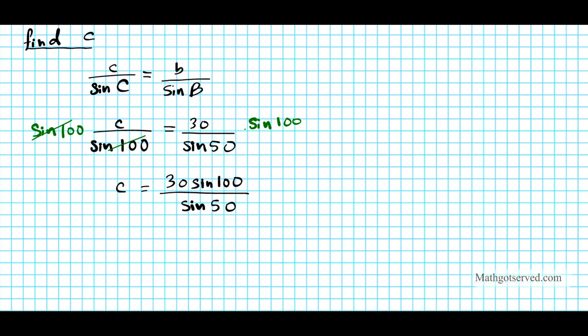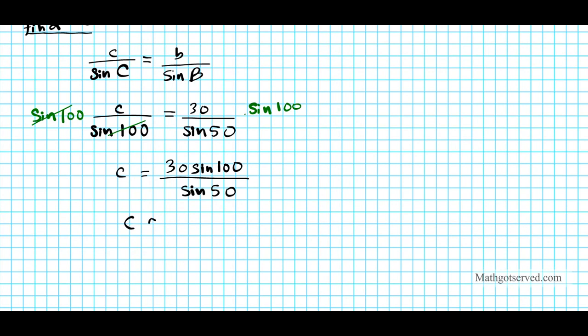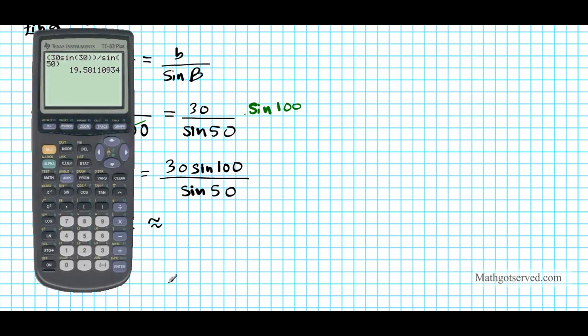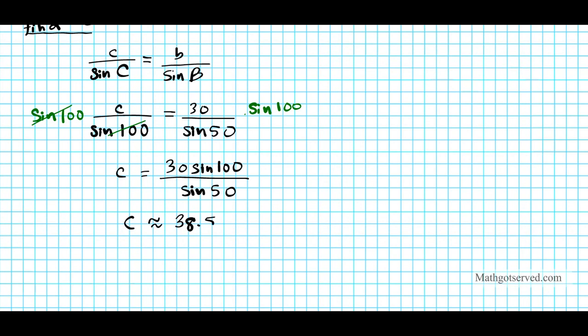Okay. All right. Now we're going to plug that into our calculators to generate our approximate value for side c. All right, so let's plug that in. Parentheses, 30, sine 100, close the sine argument, close the numerator, divided by sine 50. Okay, and then for your final answer, we're going to write 38.57 to two decimal places. So c is approximately 38.57. All right, so there you have it.